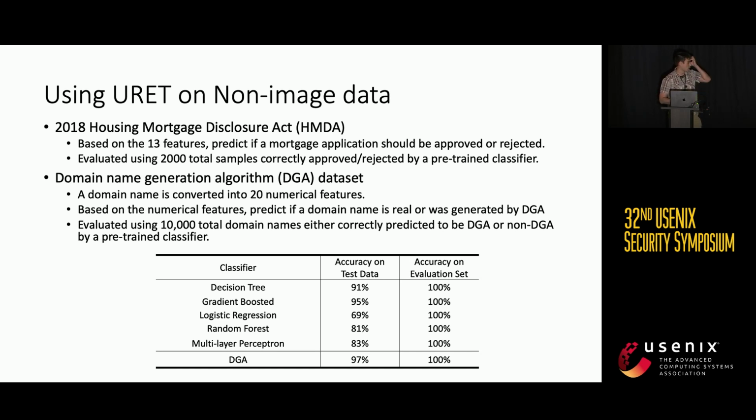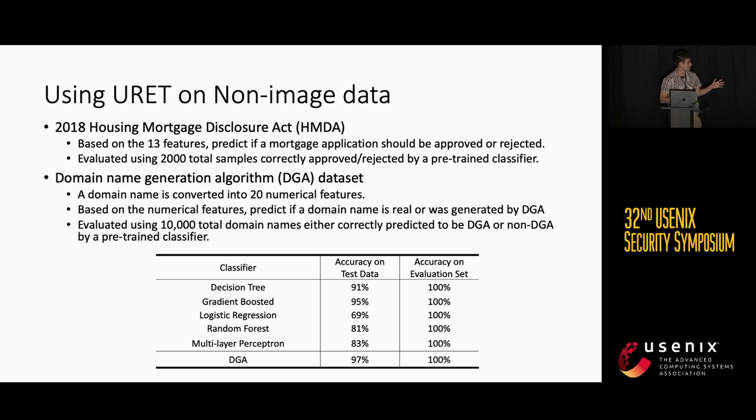But for the purposes of this talk, I'm just going to look at the HMDA data set, which is a tabular data set that is predicting loan approval, and the DGA data set. So the task here is that given a domain name, is it a real domain name, or is it one that's produced by a malware trying to evade detection and trying to establish communication to an external server?